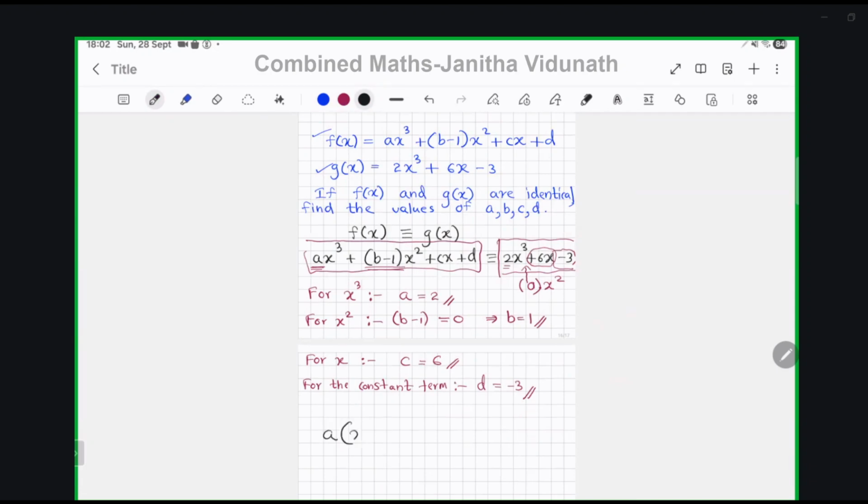a times (x plus 3) plus b times (x minus 1) is identical to 3x. Try to find the values of a and b. Here, these two are identical. Then find the value of a and b. After writing the previous example, try this question on your own and send me the answers.